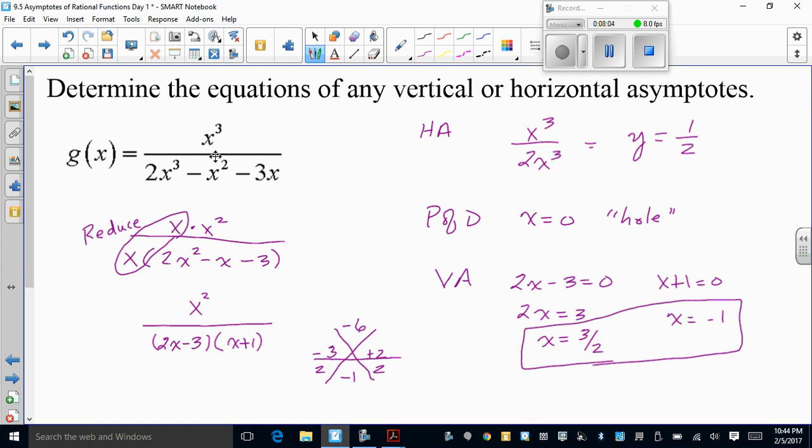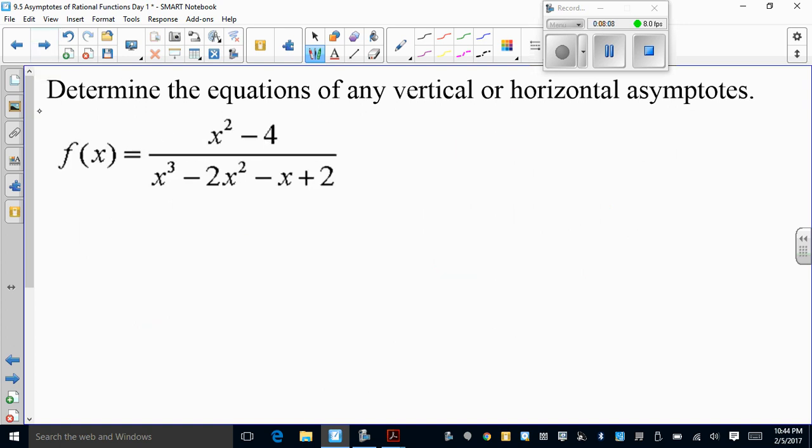Okay, another one. Horizontal asymptote. I have x squared over x cubed, which is going to leave me 1 over x, not the same power. This one being the variable. As x gets larger, my fraction, the whole fraction, gets smaller. So this is going to be y equals 0. So now we'll look at point of discontinuity.